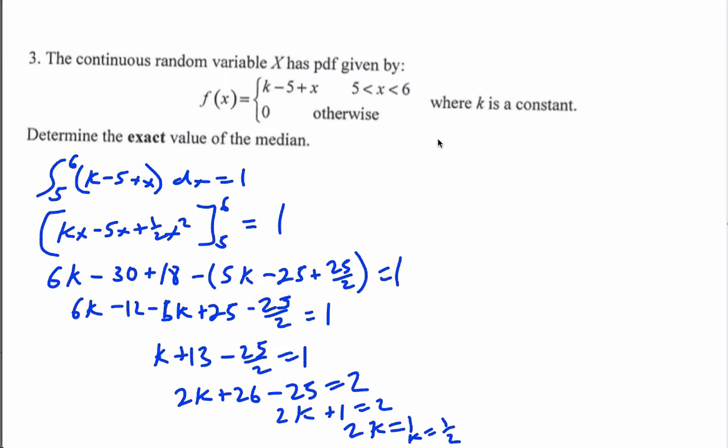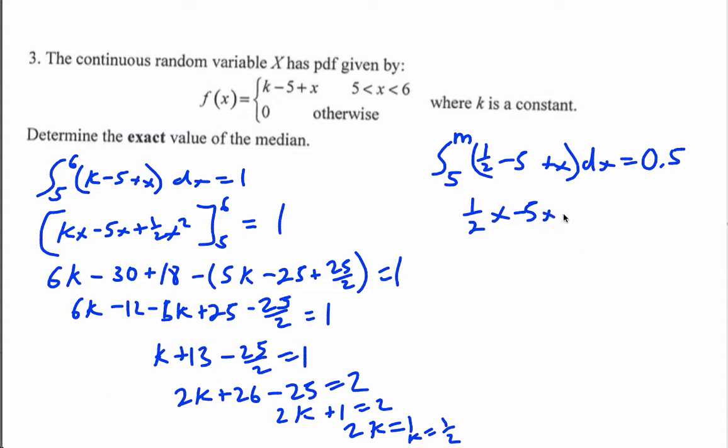Okay, so now to get the median, we do the integral from 5 up to, we'll call it m, I guess. Has to be equal to 0.5. So k is half. Okay, and that integral has to be equal to 0.5. So we'll work that out. We get half x minus 5x plus half x squared, evaluated from 5 to m, has to be equal to 0.5.